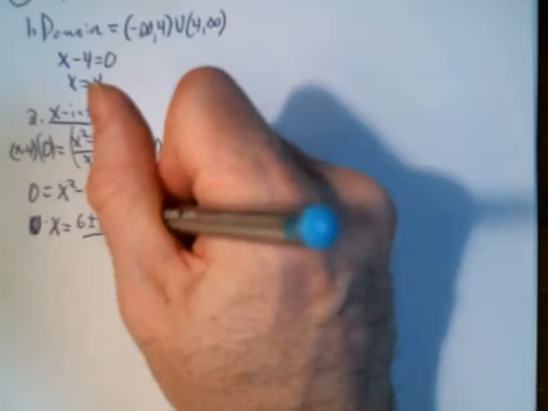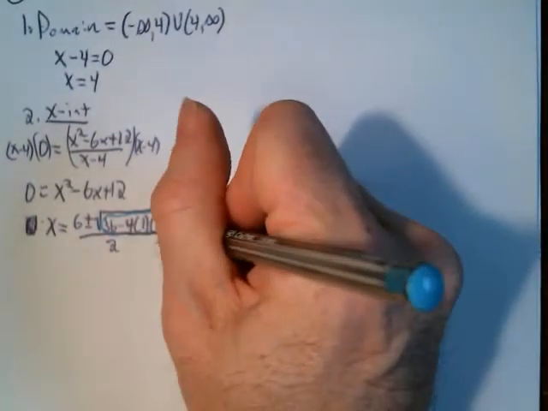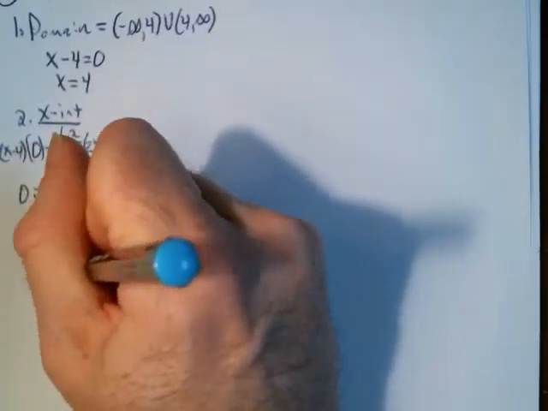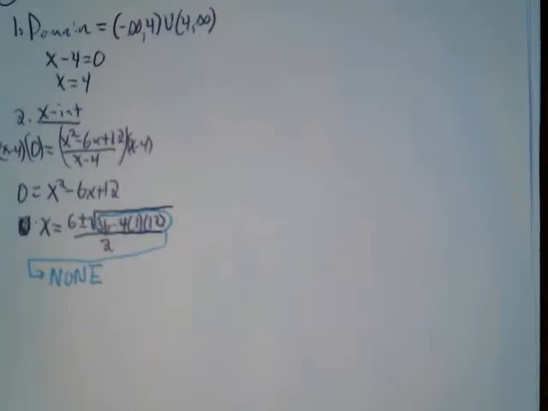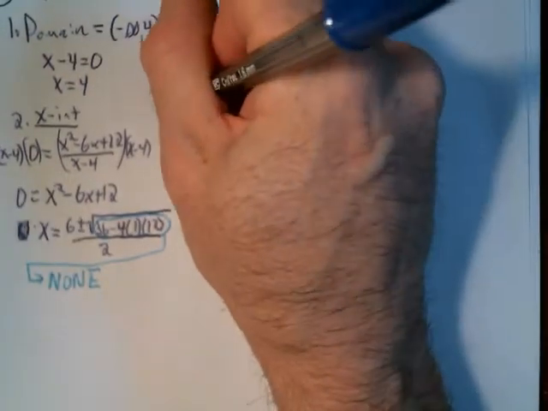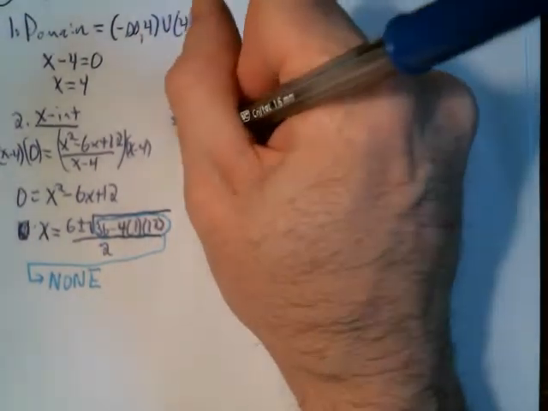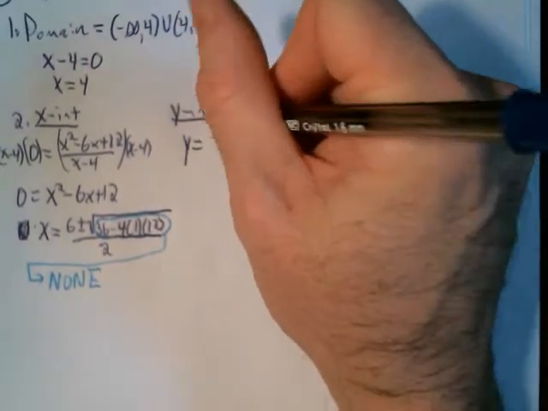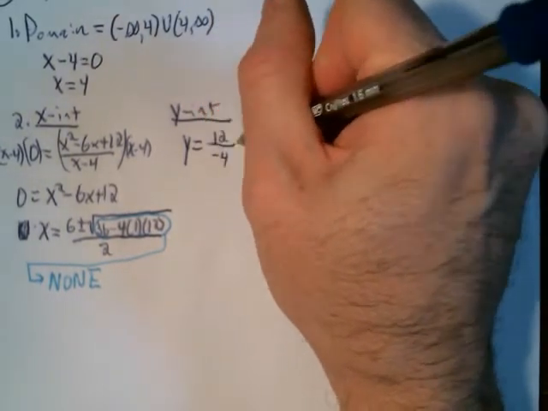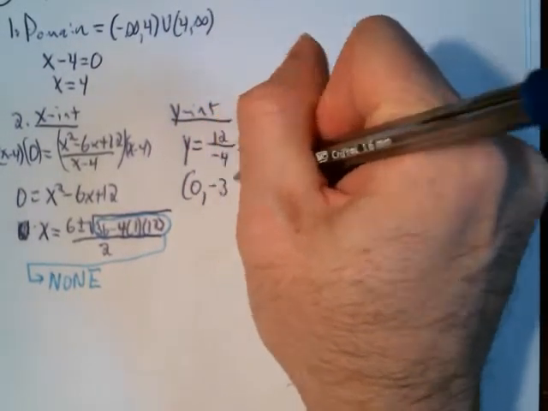Okay, so we are not going to be touching the x-axis. So this tells us no x-intercepts. Okay. Let's move on to the y-intercepts. So for the y-intercept, you're letting x equal 0. So I have y equals 0 minus 0 plus 12 all over 0 minus 4. So negative 3 for our y-intercept.